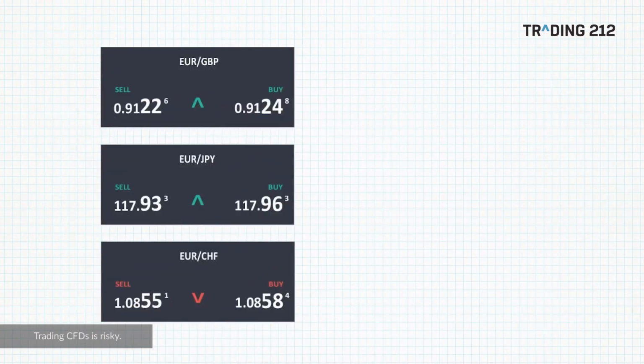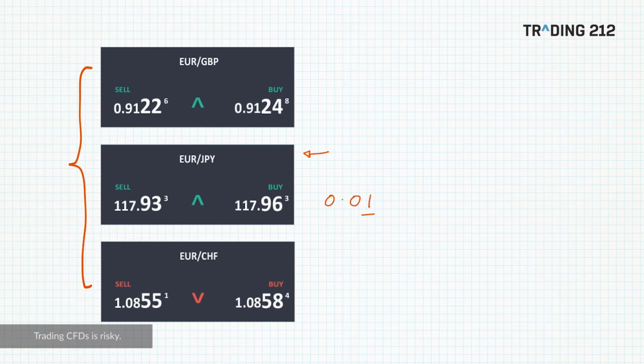Here we have three sample quotes for those crosses. And let's start by looking at the euro against the Japanese yen. Now this is quoted in a similar way to the way that dollar yen is quoted, which we looked at in a previous video, which is to say that 1 pip is 0.01.